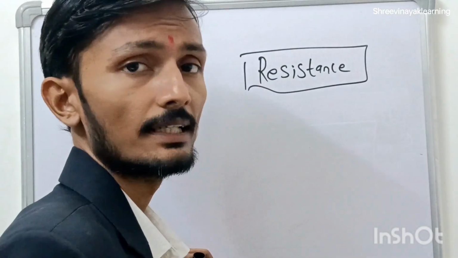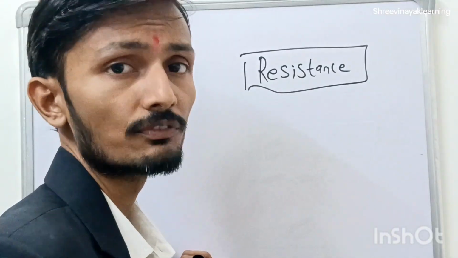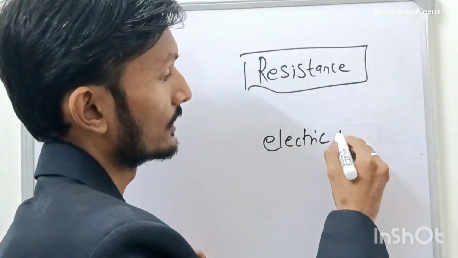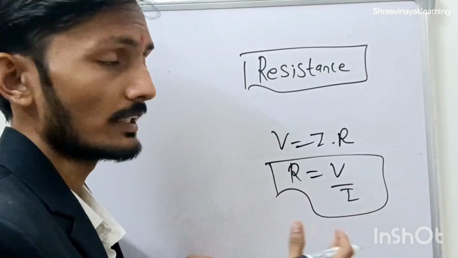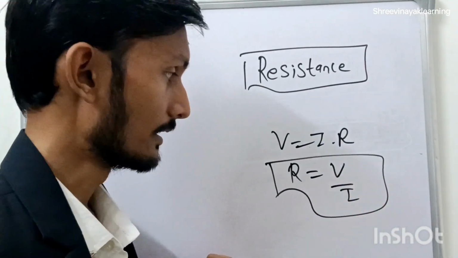We can also define resistance in another way. It's basically electric friction. What is resistance? Resistance is basically electric friction. We can also define resistance in terms of voltage and current. It is defined as the ratio of voltage and current.